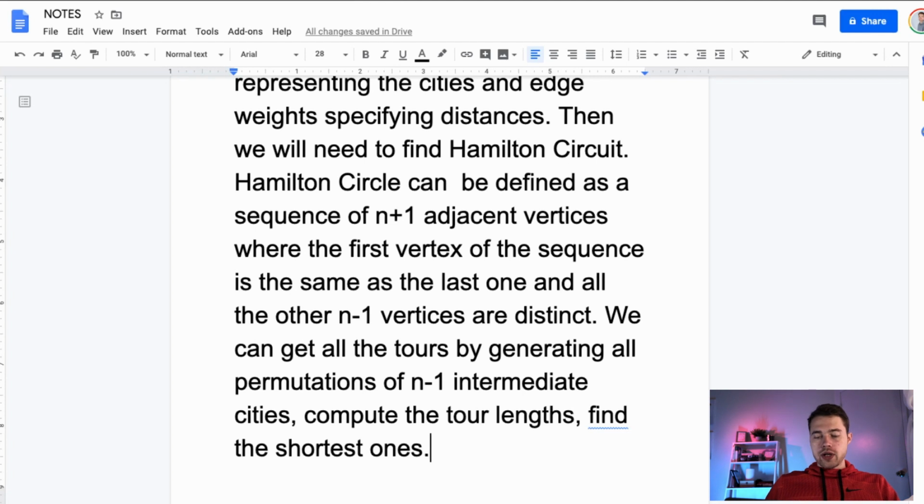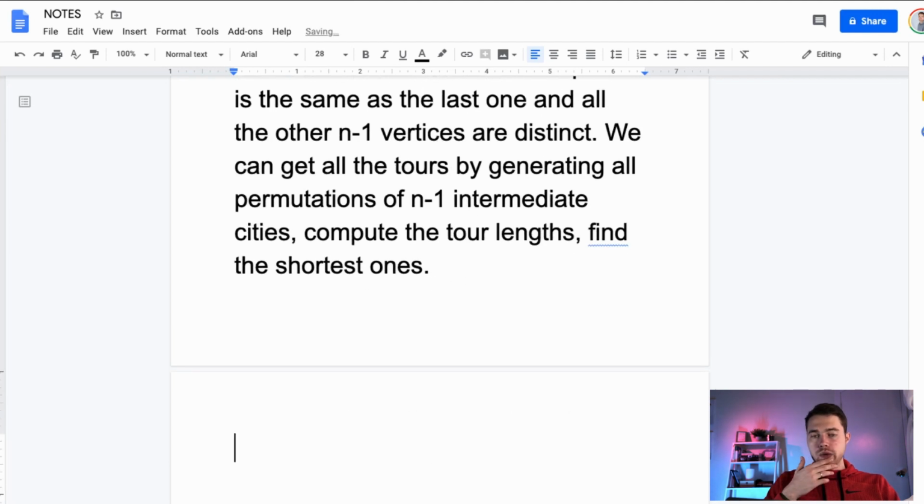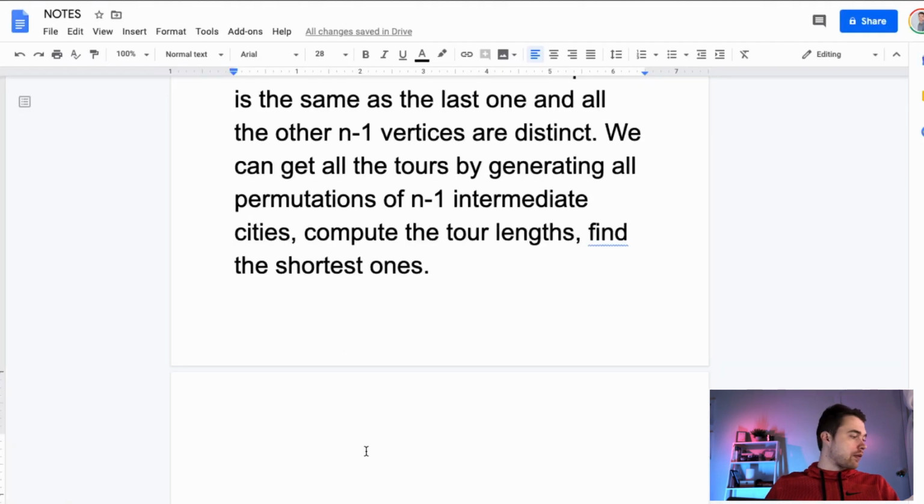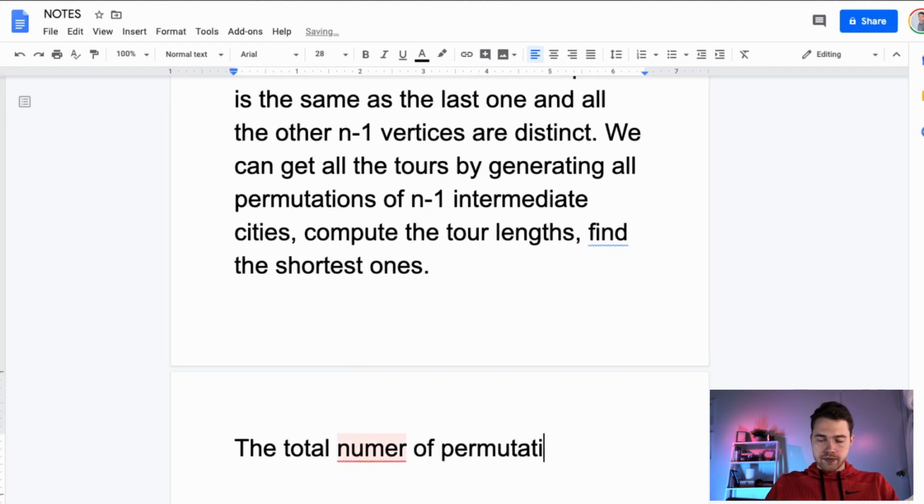Perfect. Okay. So the question is how many tours we have? In this case, we have 4 cities and 6 paths. So this problem grows even quicker than exponentially. It's a factorial problem, right? Well, yeah, the total number of permutations, the total number of all possible combinations.